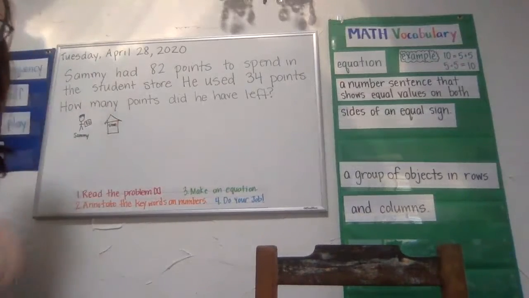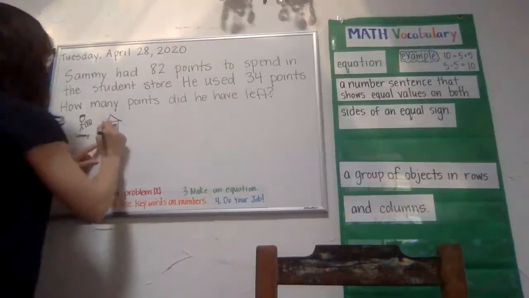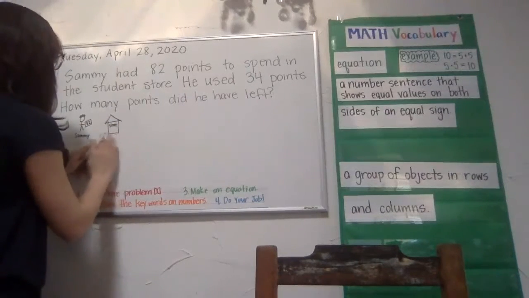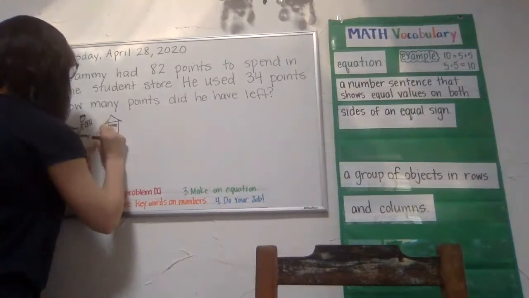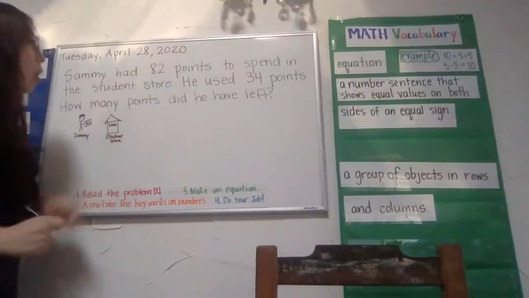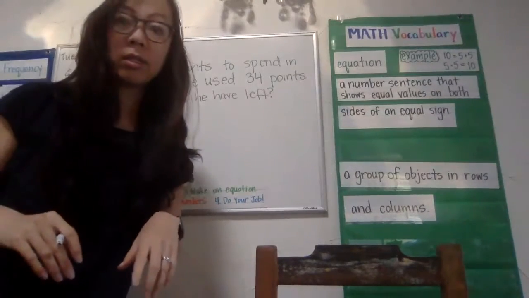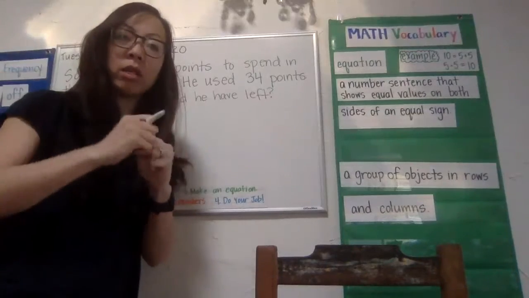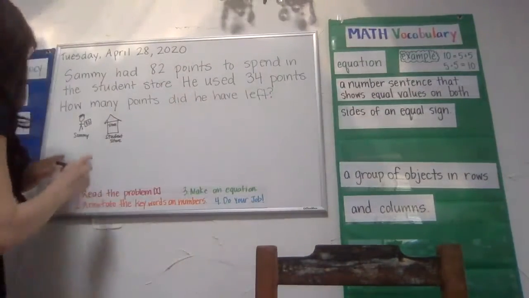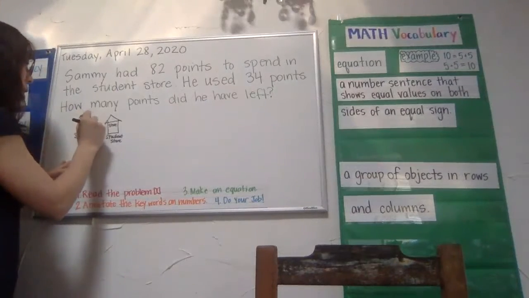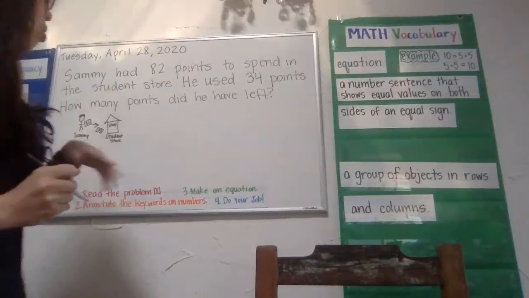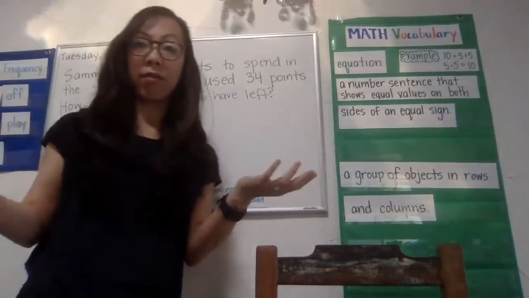Okay, so you can see here's Sammy. Here's the school store. Oh, the student store. Excuse me. Student store. But he uses, what do you think about that word use? He's using it. That means he had to give them to somebody to use them up. So he's giving the 34 points to the store. And now we're wondering, what does he have left?